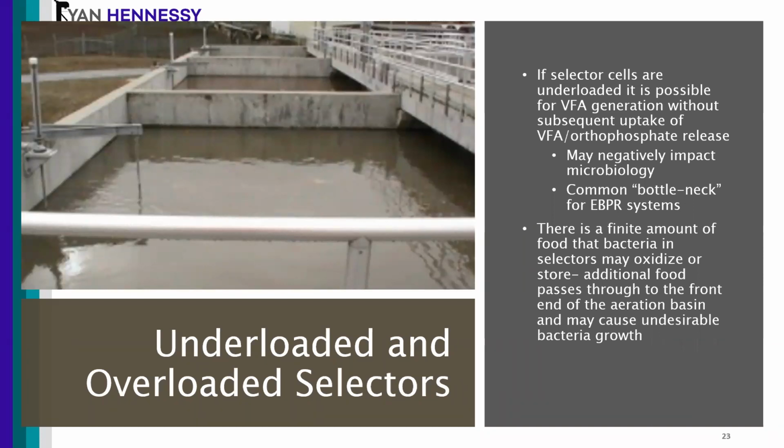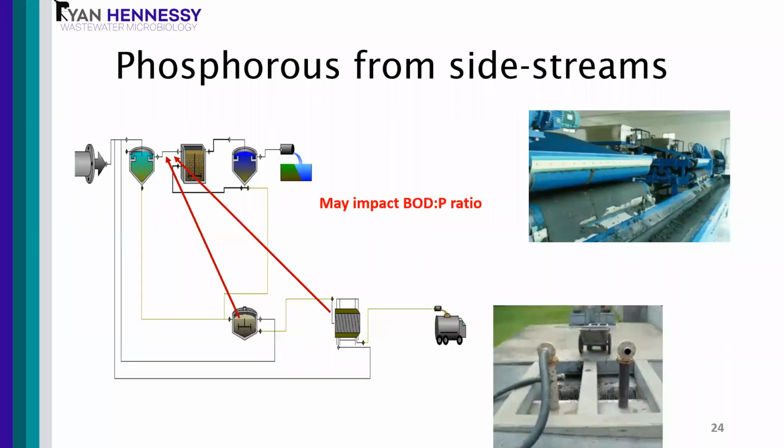This slide here is kind of covering what we talked about with the underloaded and overloaded selectors. So it's very important that the ORP value is in a good zone. And if it's chronically outside of the target values, underloaded or overloaded can both be equally bad in terms of biological phosphorus removal and also in terms of the microbiology that you grow in your system. So the ORP values and the operational tools are all really important for getting it right.